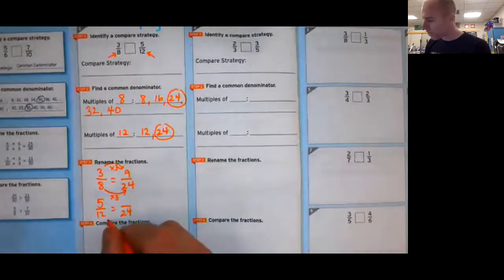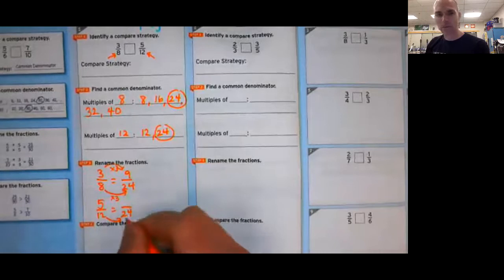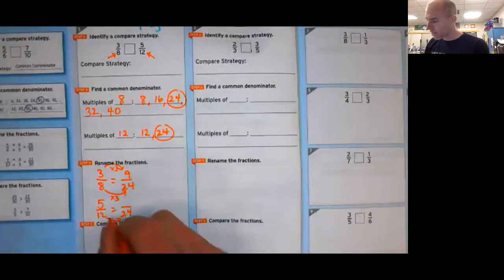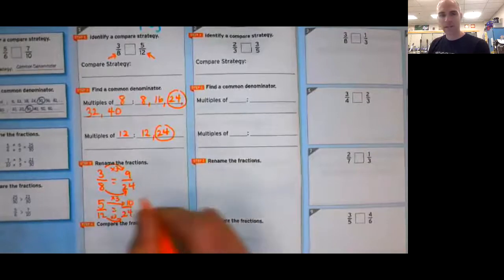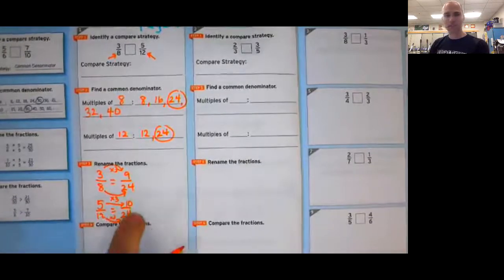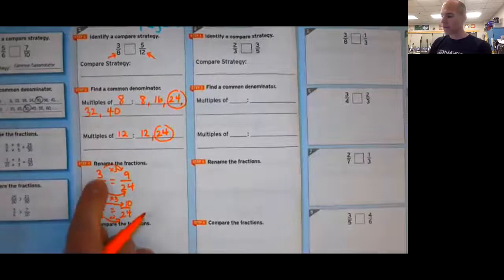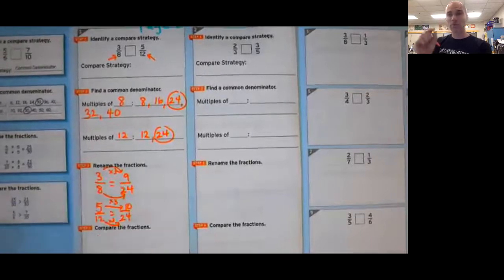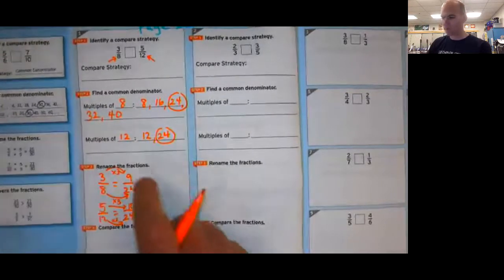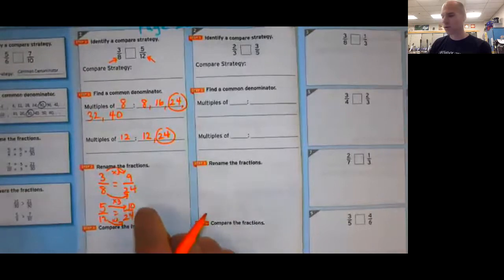And then over here, 12 times something equals 24. That's going to be 2. So 5 times 2 gets me 10. So 5/12 was equal to 10/24, and 3/8 was equal to 9/24. So those are really close to each other. They were only different by 1/24. It's very small.